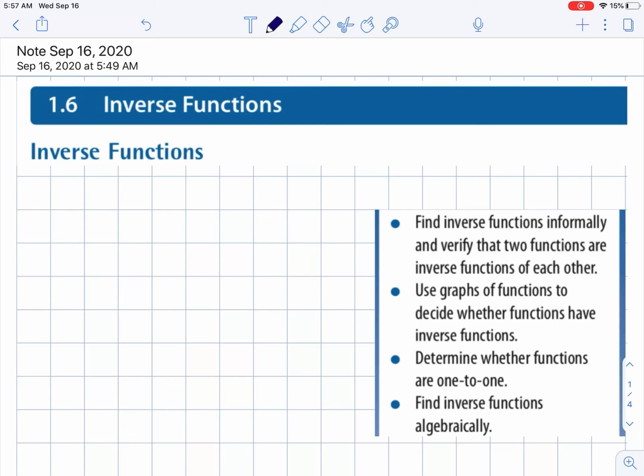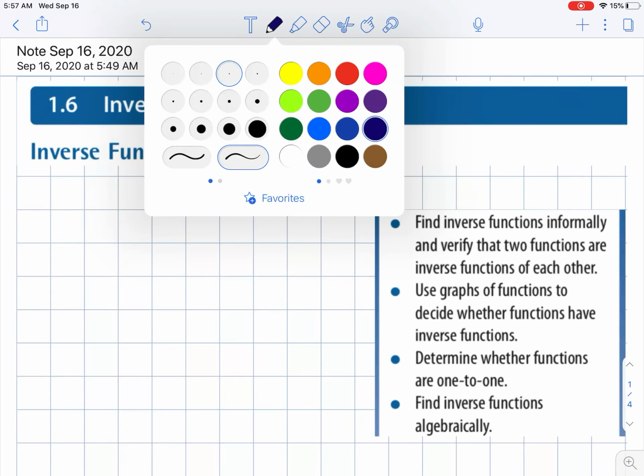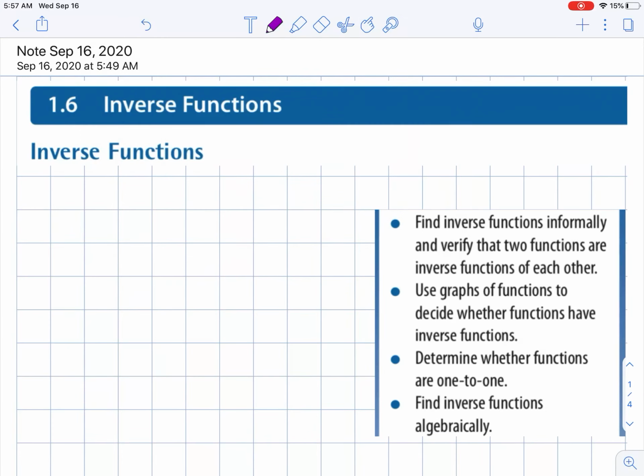Hey everybody, welcome back. We're starting inverse functions today, which is going to be awesome. And here's what inverse functions are. Well, before we do that, actually, let's go over our objectives.